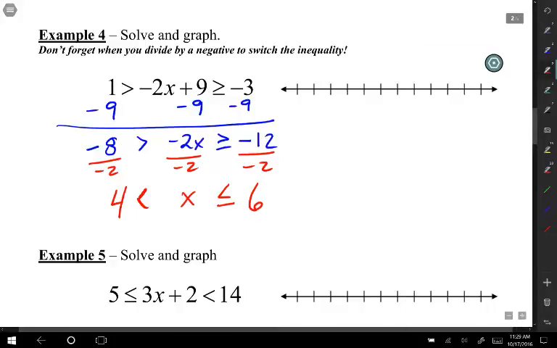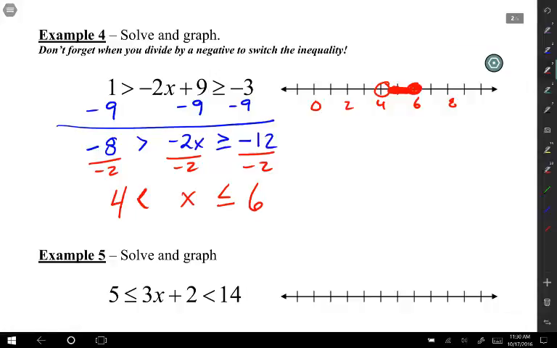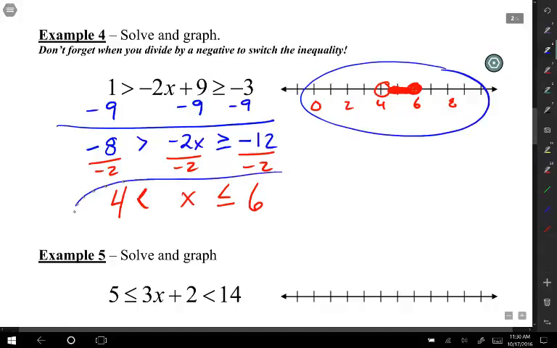So let's put them on our number line. 0, 2, 4, 6, 8. Open circle at 4. Closed circle at 6. Shaded in between. Kind of a small little graph. A tiny little section there, Samantha, that's our answer. Those are the only answers that work for both questions. So I'm going to circle our graph, and circle our final answer down here.